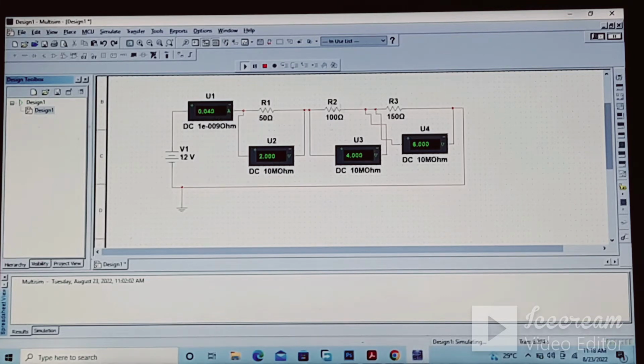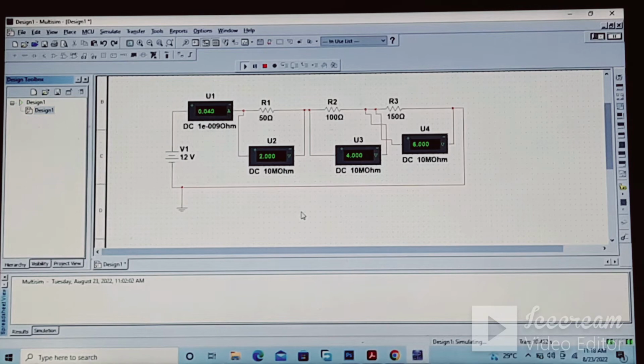So these are the results that can be easily verified through the Multisim software, where the total current is measured by this ammeter, which is connected in series with this DC series circuit, and each individual voltmeter is connected across each individual resistor to give us the voltage reading across each resistor. So this is the simulation which is to be done on the Multisim software.